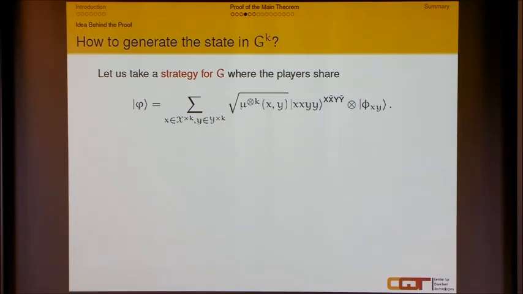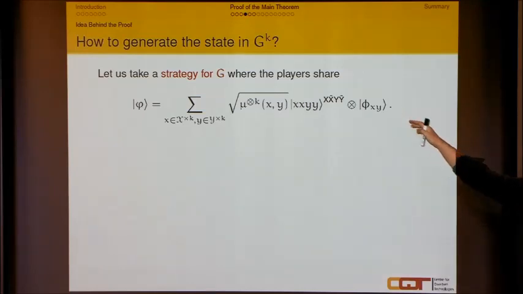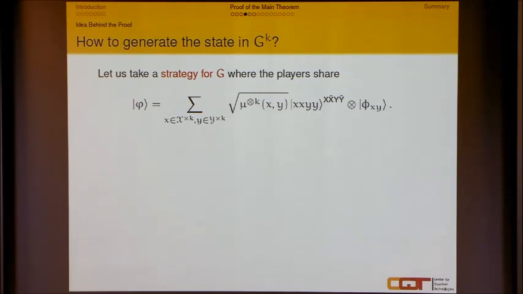So we want to do this. Let's take a strategy for G, where they share this state phi. From this state, they want to generate the corresponding state in G to the K. Now we take the purification of the previous state.